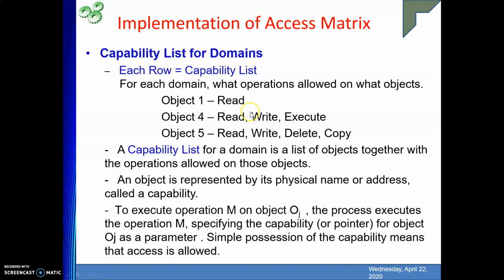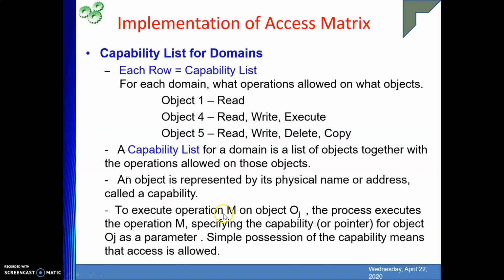This part we have already explained. An object is represented by its physical name. Physical name means its address. Physical name or address, and that is known as a capability. Understand? An object is represented as a capability. The meaning of capability is its physical name or address.